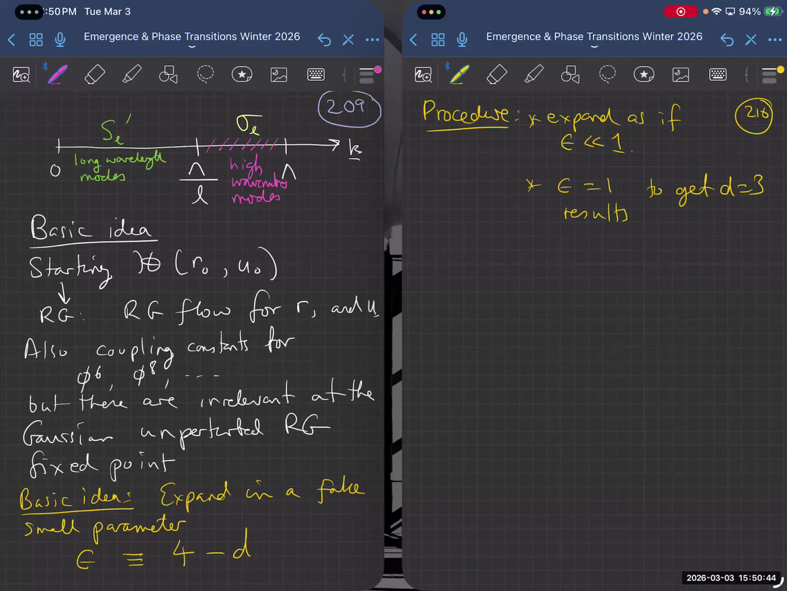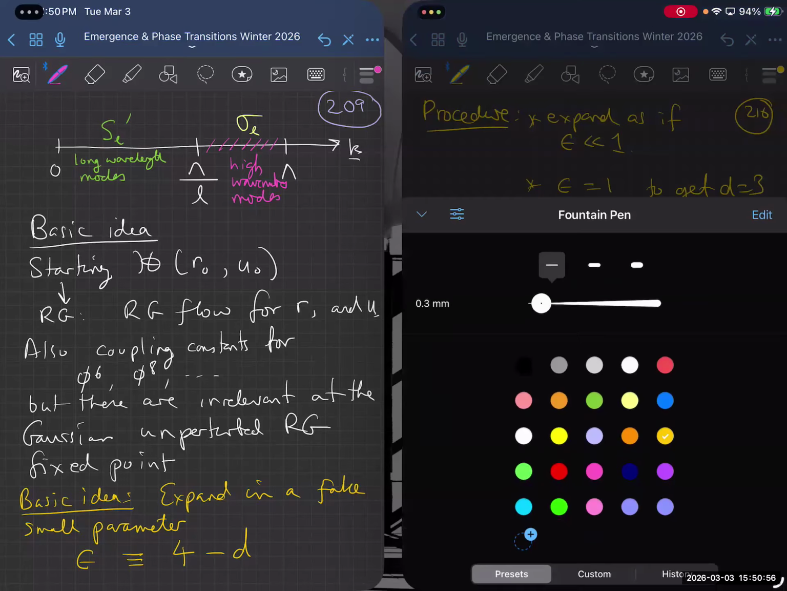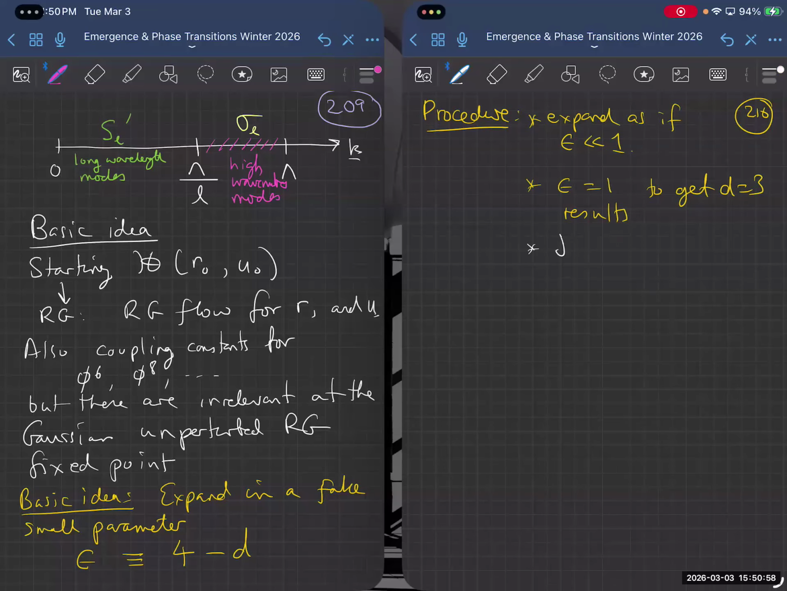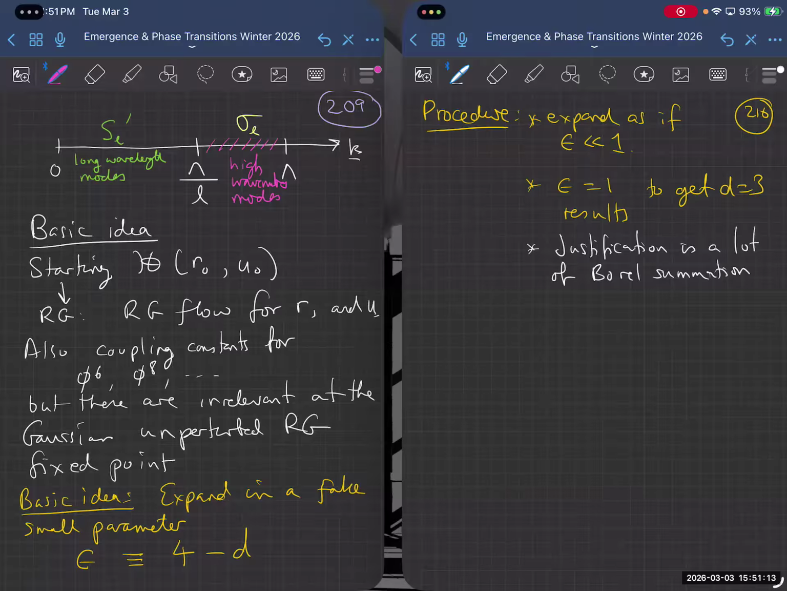And how you justify that is by resummation methods called Borel summation and so on, where you can take these asymptotic expansions and get finite results from that. So the justification is a lot of Borel summation and asymptotic analysis. And I'm not going to go through that. So that is the procedure.